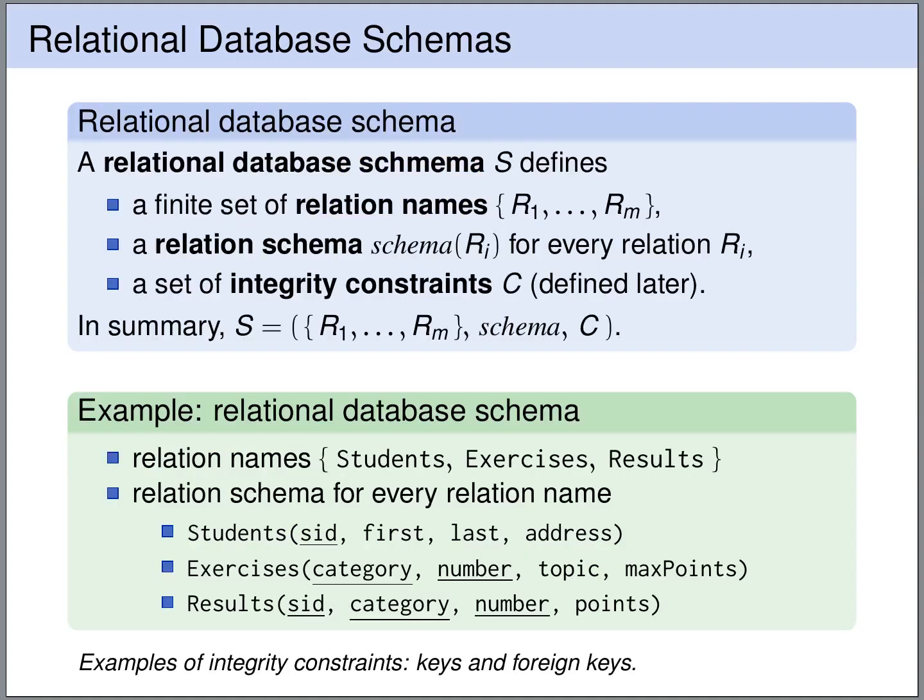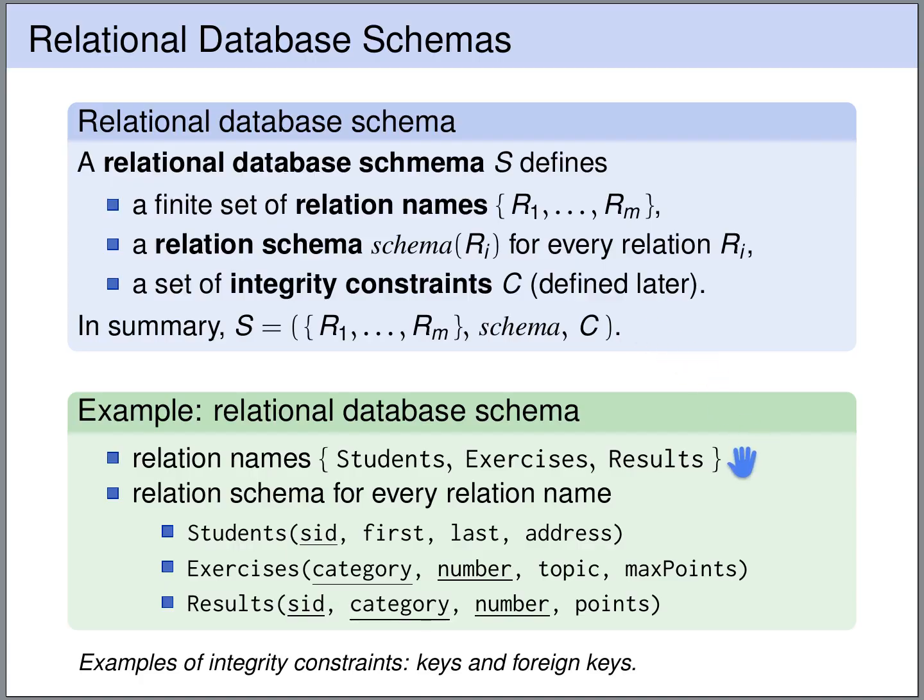A relational database schema defines the structure of a database. It consists of a finite set of relation names, R1 up to Rm, and for every relation name Ri, we have a relation schema, schema(Ri). Additionally, we can define a set of integrity constraints. So a database schema is a tuple consisting of the relation names, the relation schemas for each relation name, and the integrity constraints. An example is given on this slide.